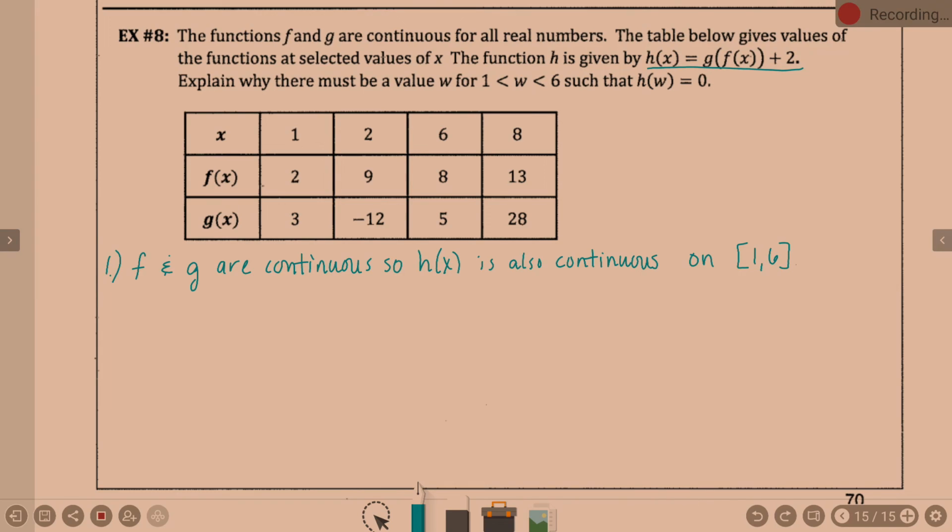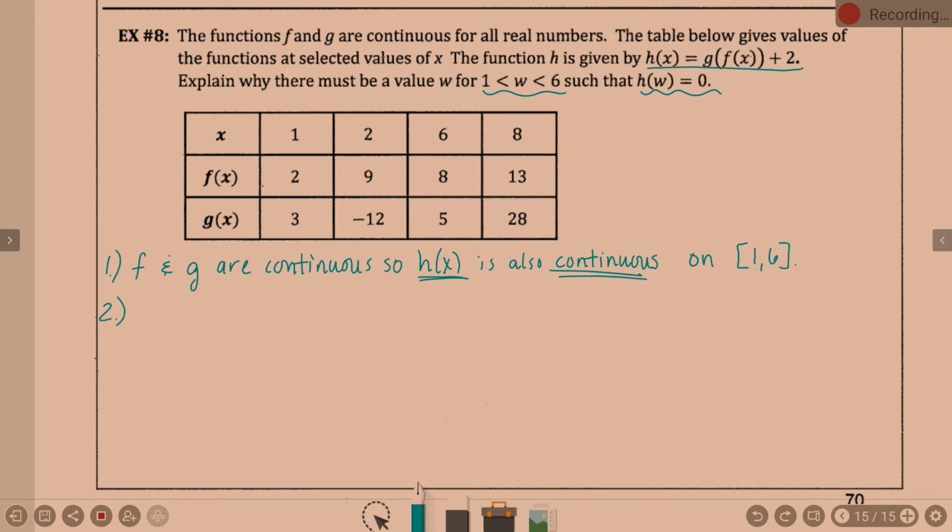Now, we're trying to figure out a value for h, yes? Really, even though they give us f and g information, this is all about h. So thus we had to say that h is continuous. What else do we need to do? If a and b are not equal to each other, h of a and h of b, which are going to be h of 1 and h of 6, yes?